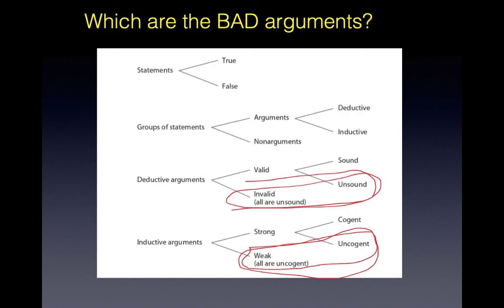So, which are the bad arguments? I'm using a diagram from the text here, I think in section 1.4 of the text. Where are the bad arguments? Well, among the deductive arguments, these are going to be those which are either invalid or unsound. For inductive arguments, it's going to be the weak arguments. All weak arguments are bad, or any uncogent argument is bad, where uncogency follows from the weakness of the logic in an inductive argument.